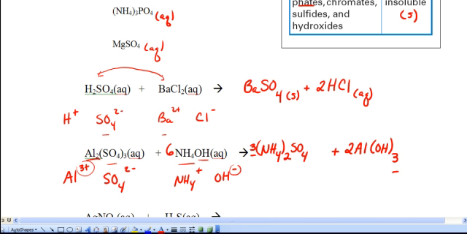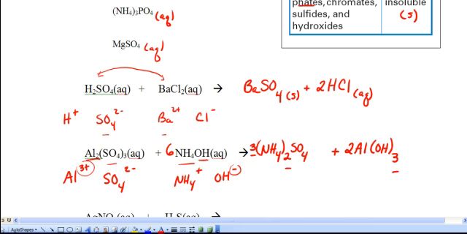Remember, 3 times the 2 gives us 6 on the product side, so we need to put that 6 out front. We now have 6 hydroxides on the reactant side. We have 2 times 3 is 6 hydroxides on the product side, so this is balanced. It's a 1 to 6 to 3 to 2 ratio.